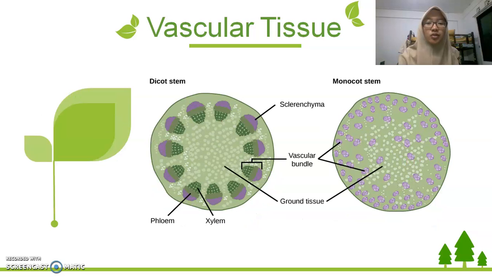The next is vascular tissue. Vascular tissue consists of phloem and xylem, each of which is divided into dicots and monocots. The function of xylem is to transport water and nutrients from the plant soil interface to stem and leaves, and it provides mechanical support and storage. Then the phloem function is to transport sugar from source tissue to sink tissues.